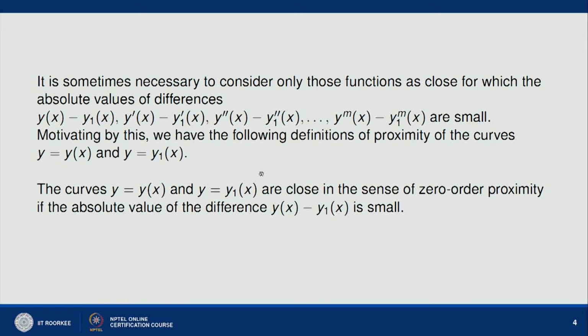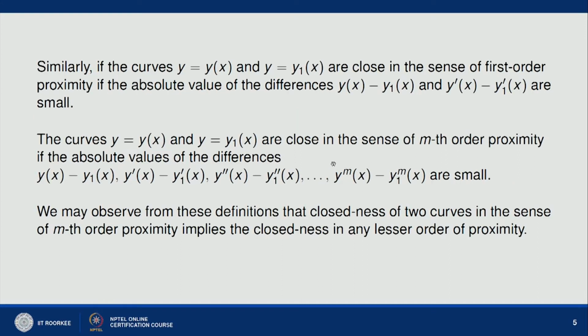the definition of closeness as follows: the curves y equal to y(x) and y equal to y1(x) are close in the sense of zero order proximity if the absolute value of the difference y(x) minus y1(x) is small. Similarly we can define first order proximity: the curves y equal to y(x) and y equal to y1(x) are close in the sense of first order proximity if the absolute value of the difference y(x) minus y1(x) and of the derivative, that is y dash x minus y1 dash x, are small.